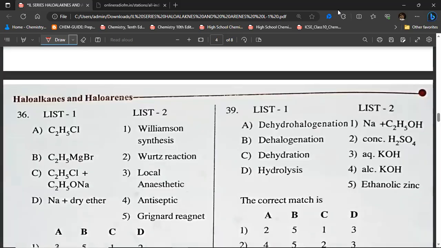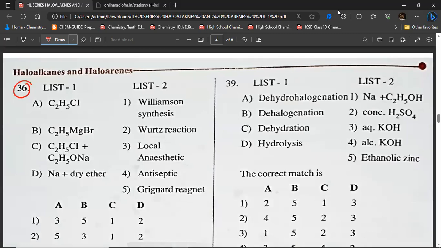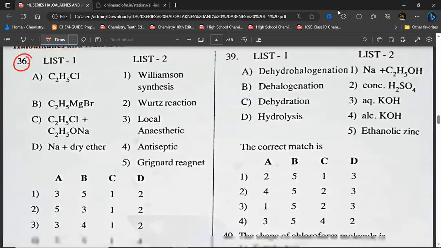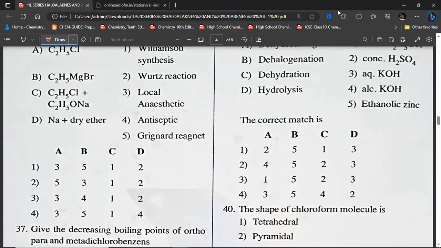Next, question number 36, we have again match the following. We have the Williamson synthesis in list 2, the reaction of ethyl chloride and sodium ethoxide. So C1, in all the options we have C1. Then we can go with the Grignard reagent. Grignard reagent is B5, which is there in options 1 and 4.